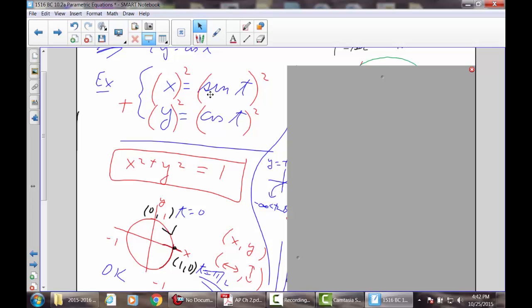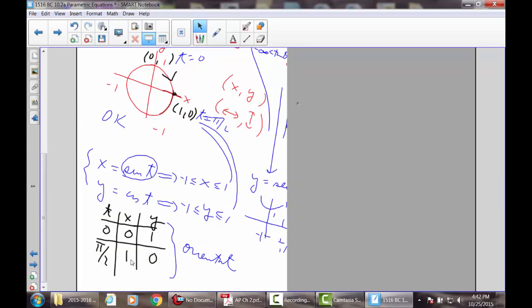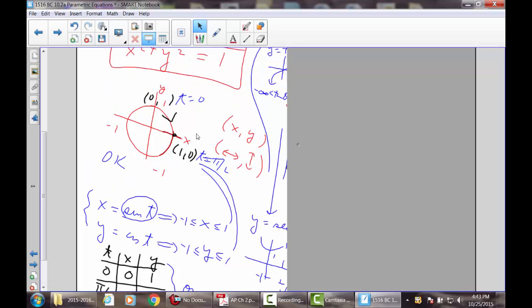X is equal to sine t. Well, sine t is always going to be between negative 1 and 1. That just naturally happens. Same thing with cos t, so y is between negative 1 and 1. But as far as orientation goes, let t equal 0, then let t equal pi over 2. Make sure they're pretty close together. Don't go from 0 to 2 pi, because you'll have the same point. You'll notice we go from the point 0, 1 when t equals 0 to the point 1, 0 when t equals pi over 2. So this is clockwise.